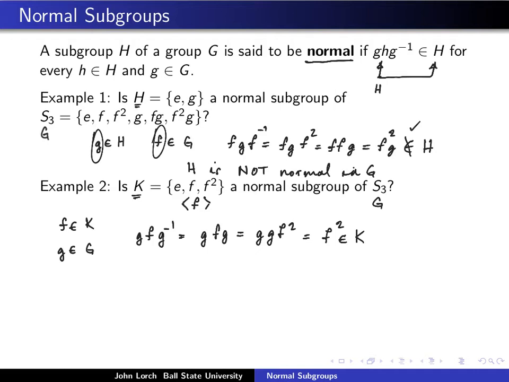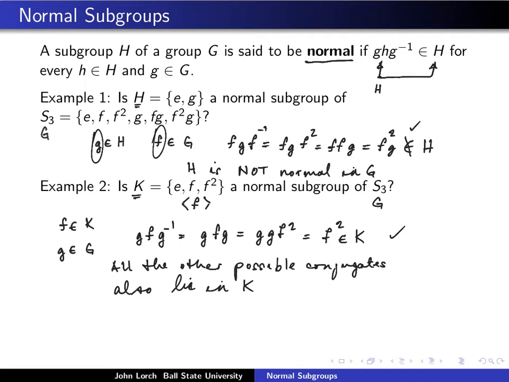And this is not a fluke. It turns out that if you conjugate anything in K by anything within the larger group, you will wind up again within the subgroup K. So all the other possible conjugates, and we're not checking this here, I'm just telling you this, also lie in K, and that tells us that K is a normal subgroup.